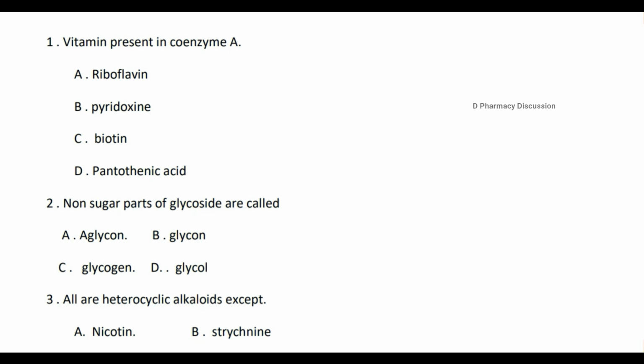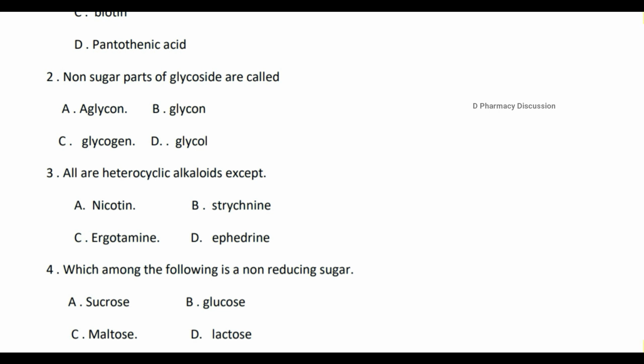Question number 3. All are heterocyclic alkaloids except option A. Nicotine, B. Strychnine, C. Ergotamine, D. Ephedrine. Correct answer is option D. Ephedrine.